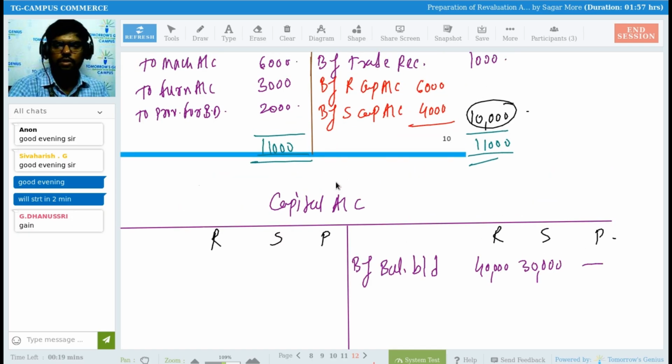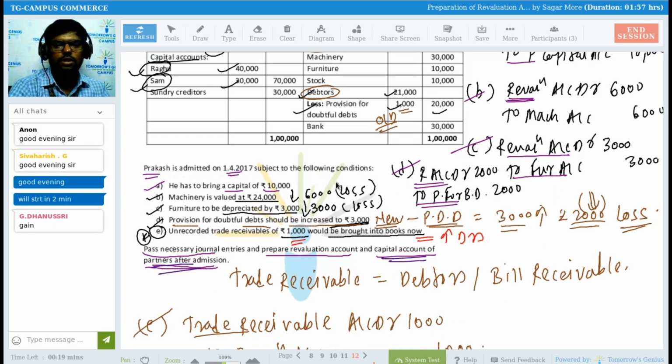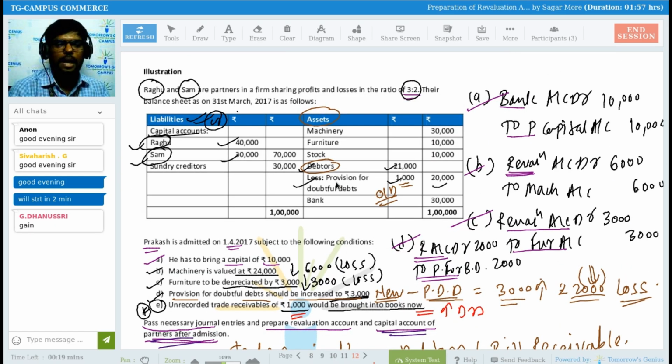Okay, so I have written the capital balances of Raghu and Sam. After that, if you remember, we did the distribution of accumulated profit, reserves and losses. So I have to see now on the balance sheet liability side, is there any accumulated profit? Is profit and loss reserve given? No, sir, it's not given.